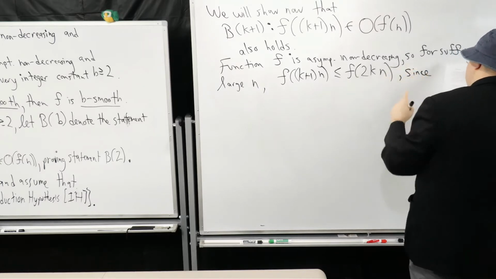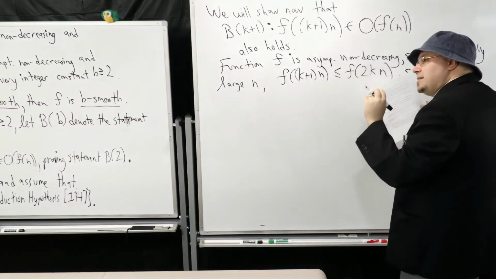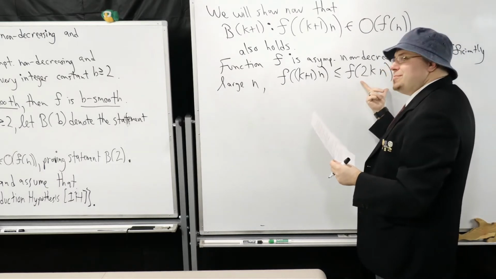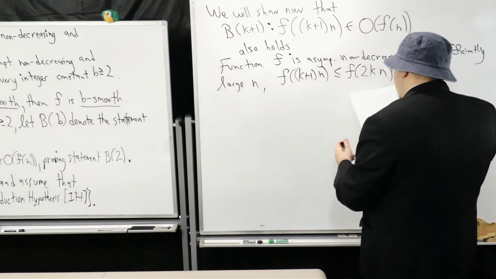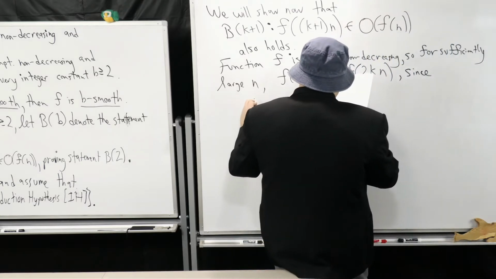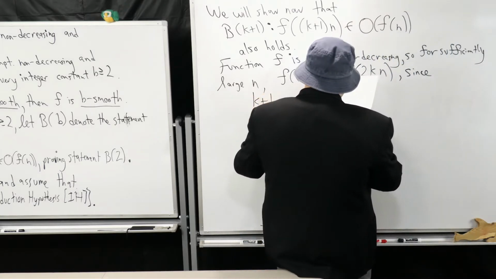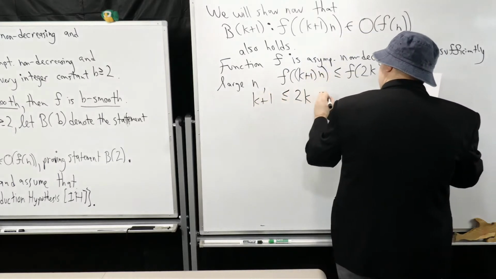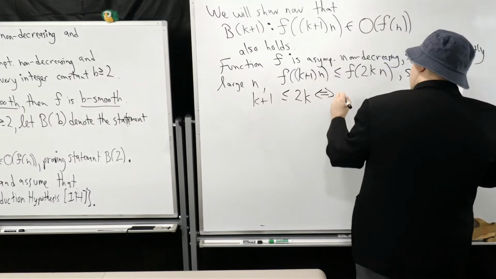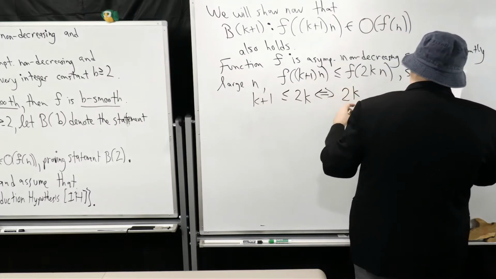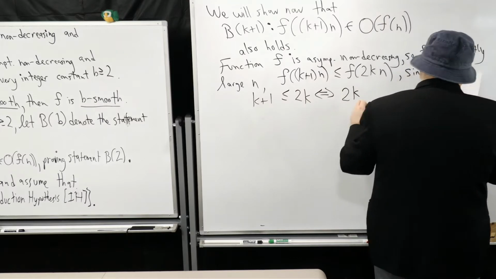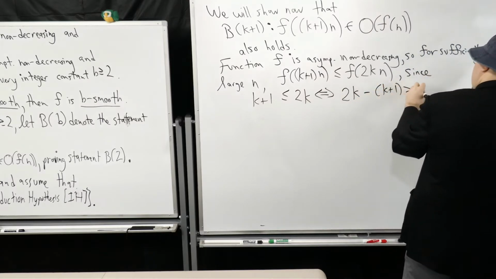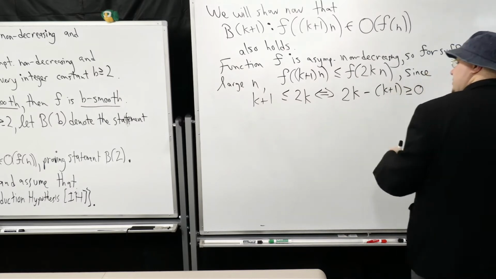Since now I'm going to justify this. Remember, this really just means that the input in here has to be less than or equal to whatever's the input in here. So I'm just going to do a little algebra here. Since k plus 1 is less than or equal to 2k, if and only if, I'm going to subtract 2k from both sides of the inequality. These two are logically equivalent statements.